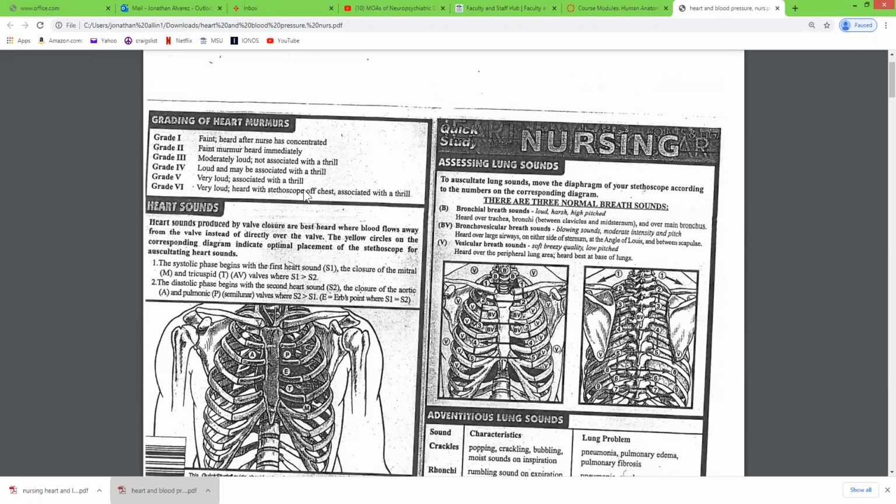So grade 1 is the least of the murmurs. Grade 2 is a little bit more obvious, where the murmur is heard. It's faint, but you still hear it. Grade 3 is moderately loud. Grade 4 is loud. Grade 5 is very loud. And grade 6 has a thrill over the heart.